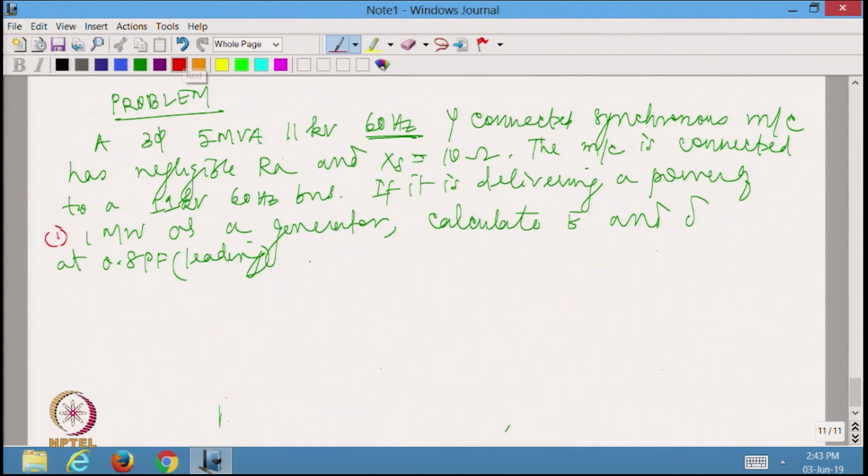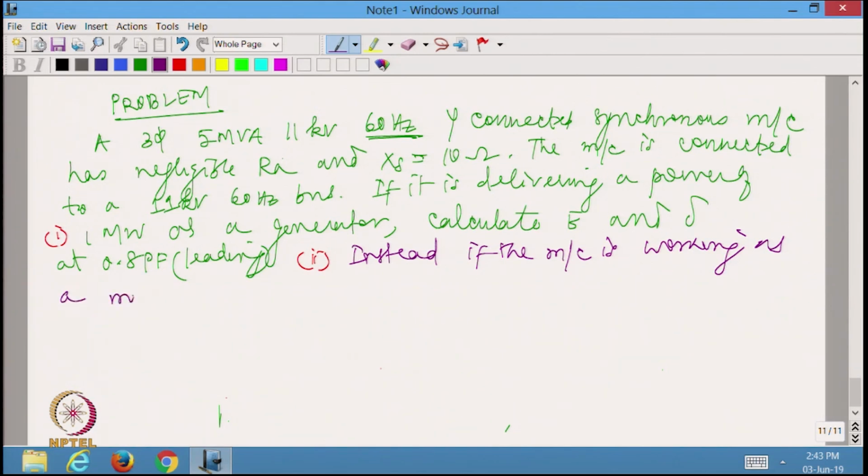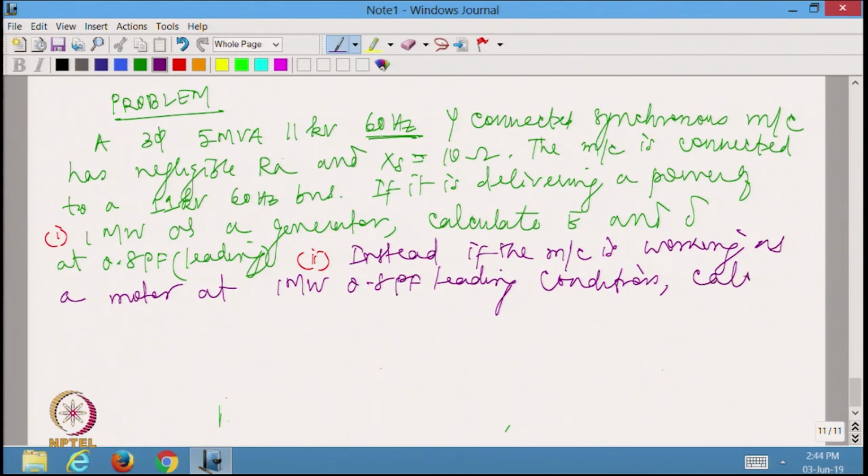Okay. There is a second question. Instead, if the machine is working as a motor at 1 megawatt 0.8 power factor leading condition, calculate E and delta.